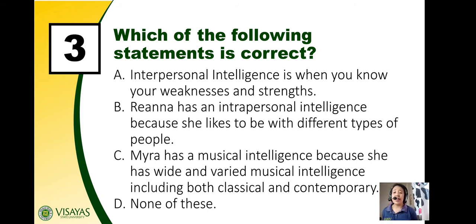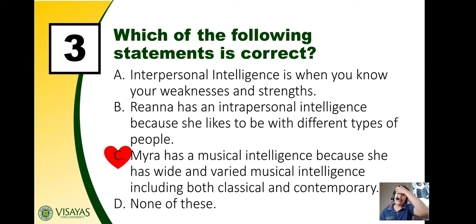A, interpersonal intelligence is when you know your weaknesses and strengths. B, Rihanna has an intrapersonal intelligence because she likes to be with different types of people. Letter C, Myra has musical intelligence because she has wide and varied musical intelligence, including both classical and contemporary. And letter D, none of this. So, isip-isip tayo. What do you think is the answer? Okay, that is letter C.